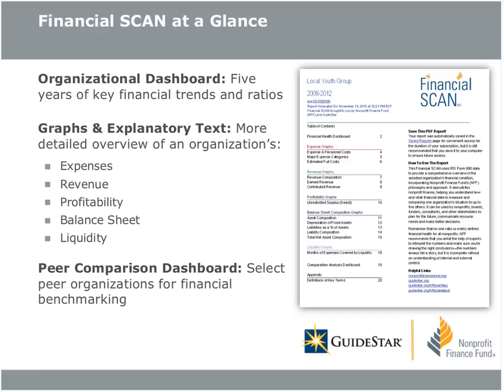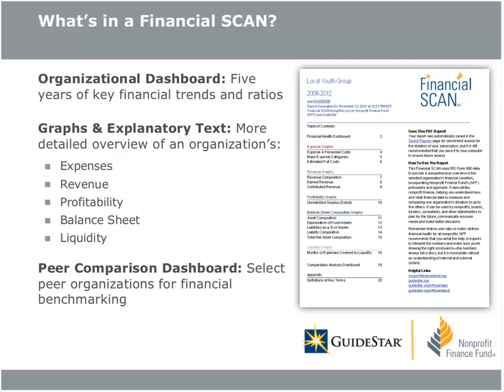So what's in it? A quick overview before we then dive into looking at the tool itself. So we'll talk about the components, how folks are using it, and then we'll do a quick demo. As you can see, there are three main categories or content areas of the financial scan report. There's first the organizational dashboard, which shows 5 years, up to 5 years, of key financial trends and ratios across the income statement and balance sheet.